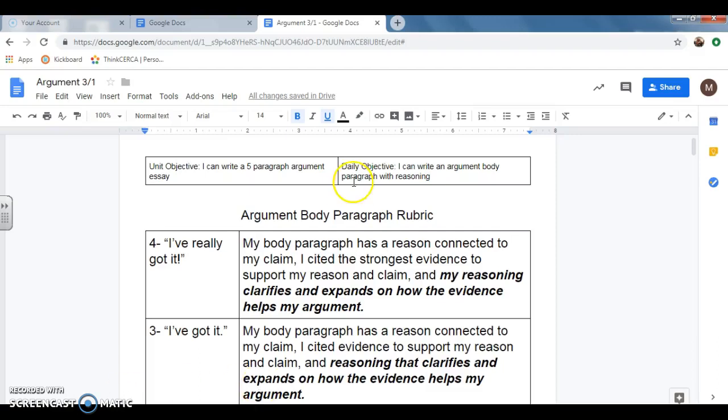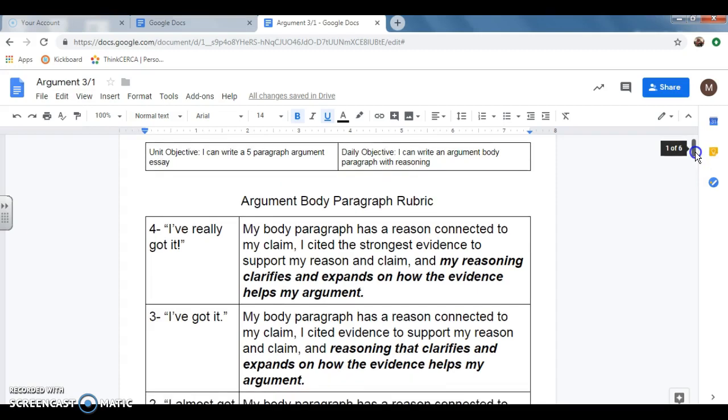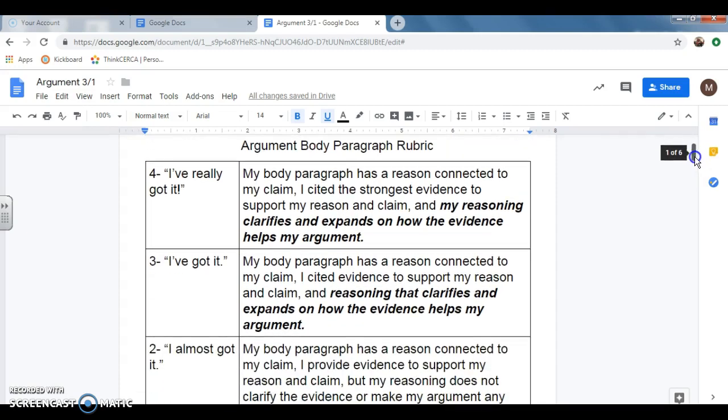What's up, guys? Today's lesson is all about reasoning. Okay, so you've seen this rubric before, but look at how to get a 3 and a 4.